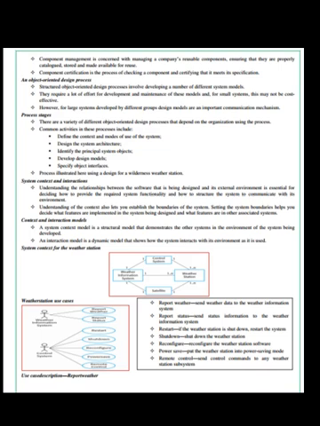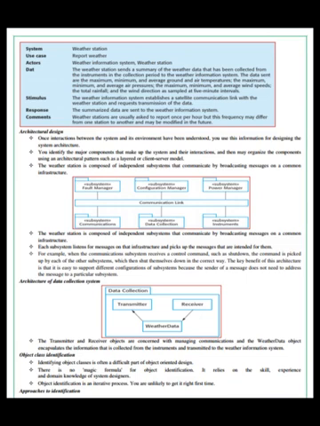Context and interaction models. A system context model is a structural model that demonstrates the other systems in the environment of the system being developed. An interaction model is a dynamic model that shows how the system interacts with its environment as it is used. System context for weather station. See the figure. Weather station use cases. Use case description: report weather. See the figures.